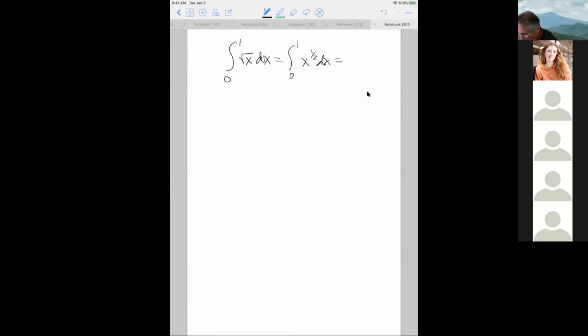So this becomes, now all we have to worry about, the integral bar goes away, the dx goes away. I've got 1/2 plus 1. Again, I'm going to rewrite it as a fraction with the same denominator, divided by this new fraction, which I can see is going to be 3/2.